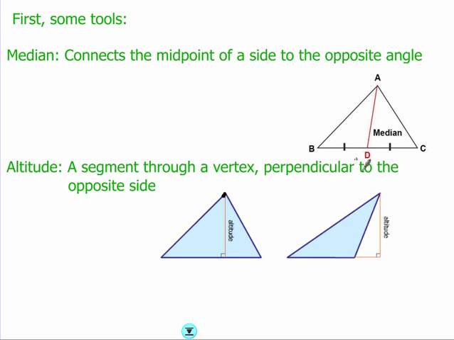Like in this case, we can see our altitude, it goes through this vertex, it's perpendicular to this side here, but it's not actually in the triangle. And that's okay. That's something that might happen with altitudes.